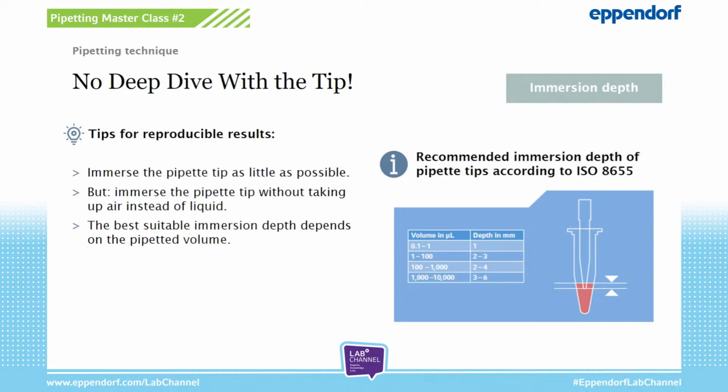However, I think everybody will start laughing at us when we are having a ruler next to our tube and pipette tip in order to ensure the immersion depths. So therefore, try the following. In general, you should immerse as little as possible to prevent the transfer of the liquid to the outside of your pipette tip. However, you have to immerse deep enough to avoid taking up air instead of liquid.